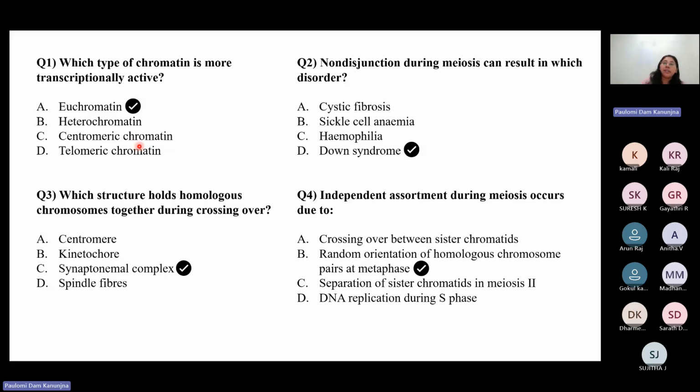Non-disjunction is basically the failure of chromosomes to separate, and if that doesn't happen, it leads to Down syndrome. Down syndrome is also called trisomy of the 21st chromosome. Basically, you have three copies of chromosome 21 together instead of two. That's because your chromosomes do not separate properly. Disjunction is basically separation. And as we know, homologous chromosomes are held together by the synaptonemal complex. And independent assortment, as I've explained, is because of random orientation of homologous chromosomes at metaphase.